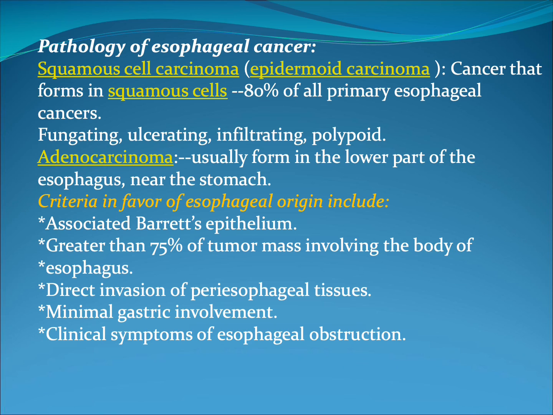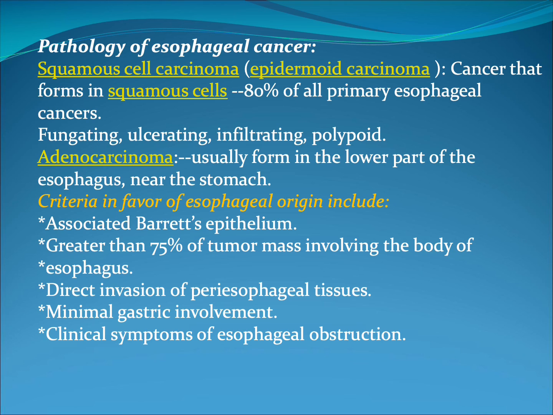The most common histological type is squamous cell cancer, which comprises around 80% of primary esophageal cancers. Usually they are fungating, ulcerating, polypoidal or infiltrating. Adenocarcinoma can result in patients with Barrett's esophagus, usually in the lower part of the esophagus.